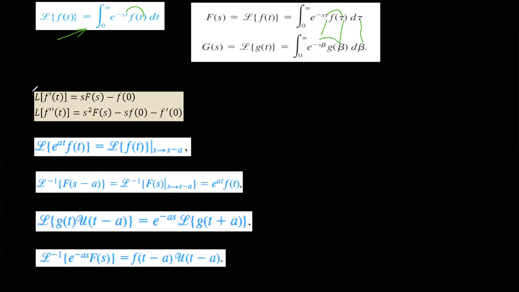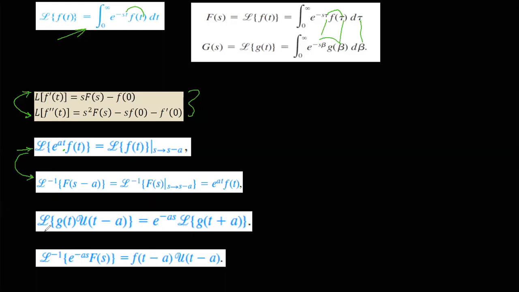We studied the Laplace transform of the first and second derivatives. Those are very important to solve initial value problems. Then we moved to study the Laplace transform of a product between two functions, one of them must be the exponential. We call this rule the first shifting or translation theorem, and we have its inverse here.